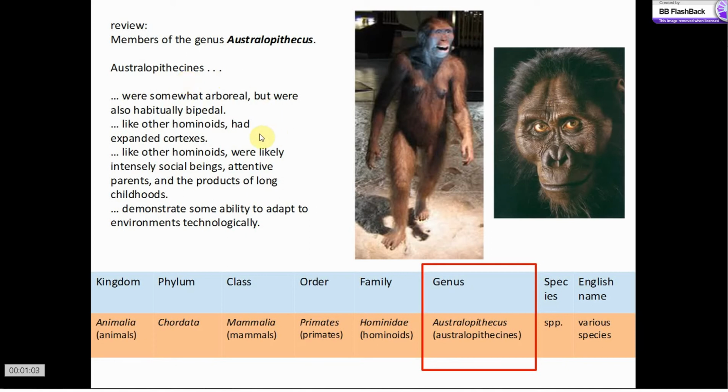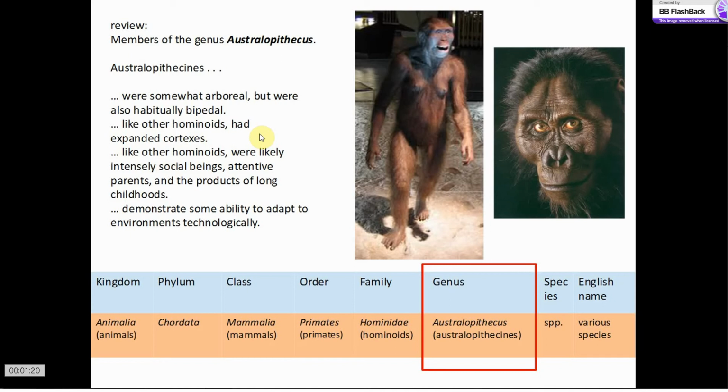Anyway, to continue, like other hominoids, members of the genus Australopithecus had expanded cortexes. Remember, Lucy had maybe about the same amount of brain power as a chimpanzee, or who knows about her brain power, but rather brain size is what we can tell from fossils.